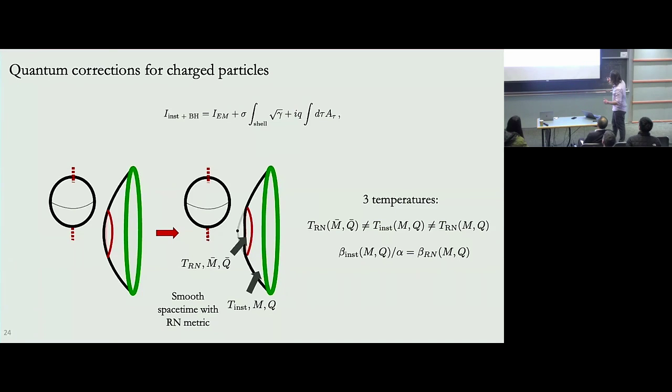And there's another temperature, which is the Reissner-Nordström temperature in terms of the same mass m and q in the absence of the instanton. And the reason why these 2 temperatures are different from each other is because usually to determine the temperature of the black hole, we have to impose smoothness at the Euclidean horizon. So you take this geometry in the absence of this instanton, this geometry should be smooth at the Euclidean horizon, and this gives you T as a function of m and q.